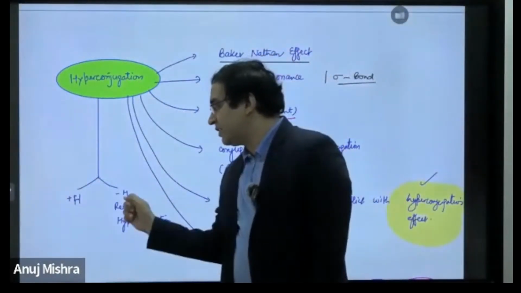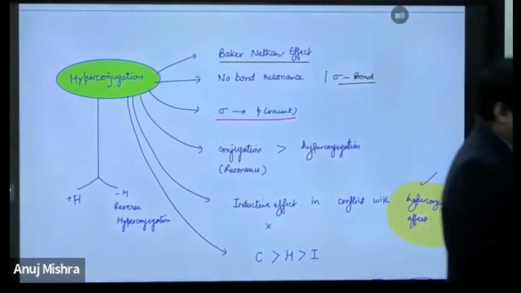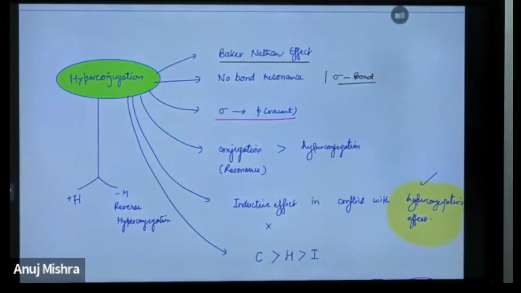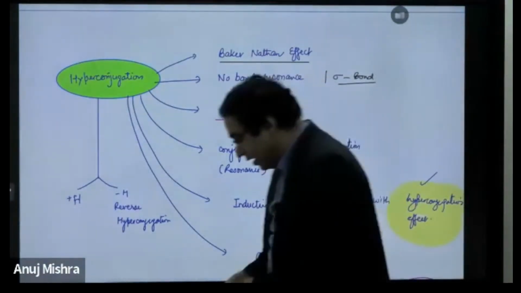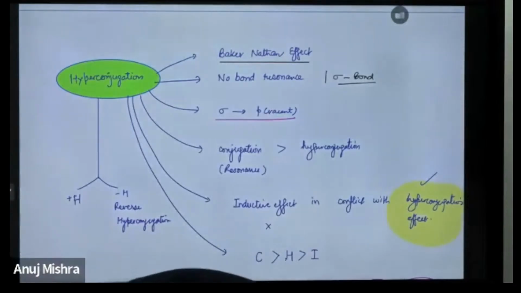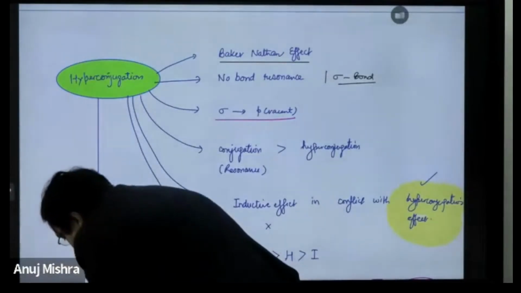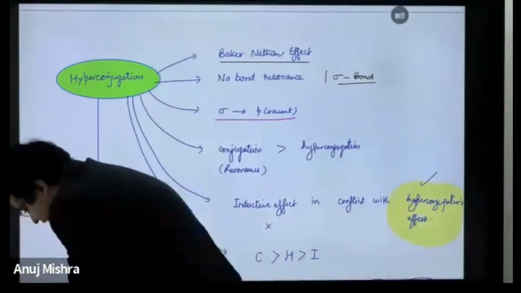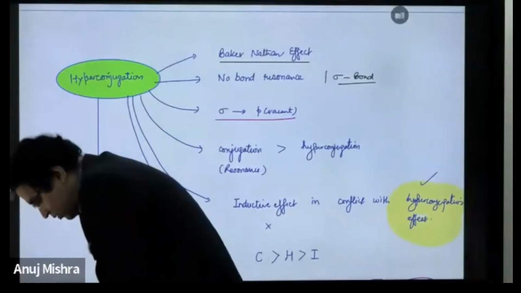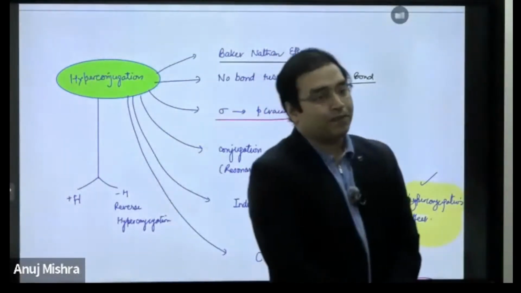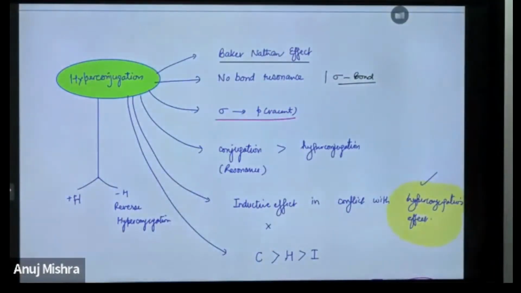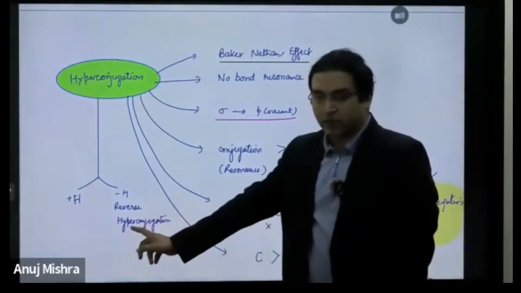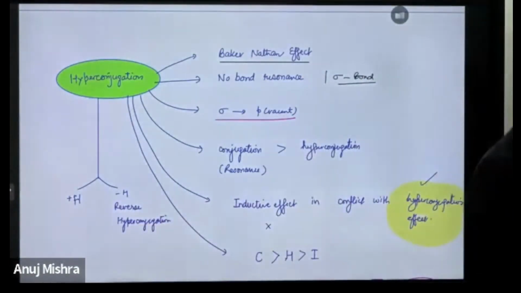Hyperconjugation can be of 2 types: plus H and minus H. Mesomeric can be plus M and minus M. Resonance can be plus R and minus R. Inductive can be plus I and minus I. Likewise, hyperconjugation can be plus H and minus H. ठीक है? Minus H को बोलते हो आप reverse hyperconjugation. We'll talk about this also.